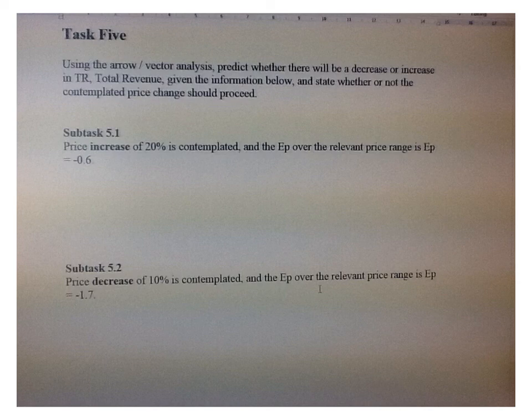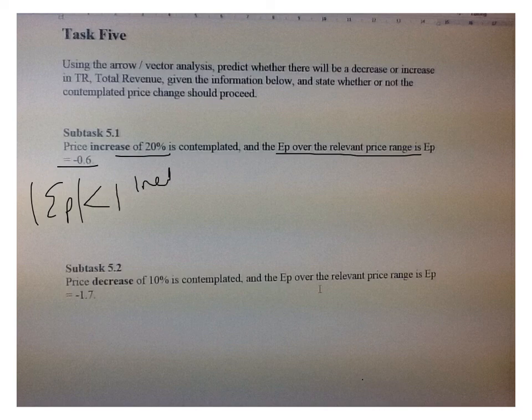Alright, task 5. We're nearly there, nearly done. So just reading this part of the question, and the EP over this range. So the EP value, if we do this, is going to be less than 1, so we're going to get an inelastic response in quantity. I'll just abbreviate it that way.